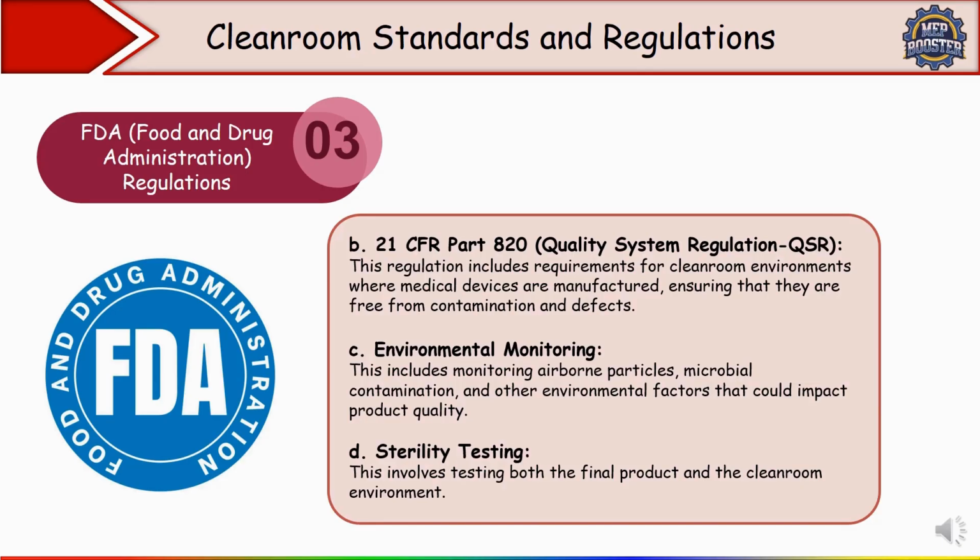For example, a medical device manufacturer producing surgical instruments would need to comply with FDA regulation, including 21 CFR Part 820. This would involve maintaining a controlled clean room environment, regular environmental monitoring, and thorough documentation to ensure that the instruments are sterile and safe for use. So this is all about the Food and Drug Administration regulations.